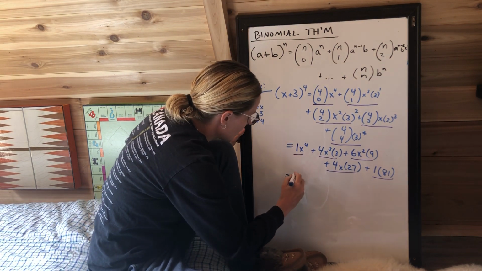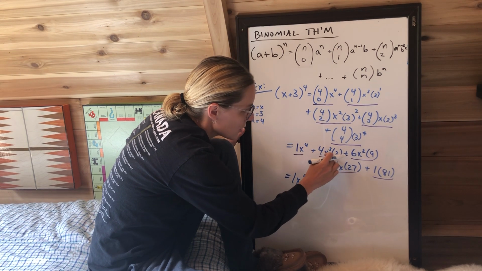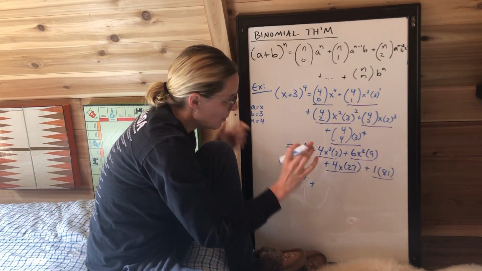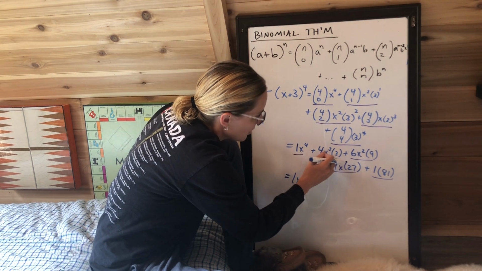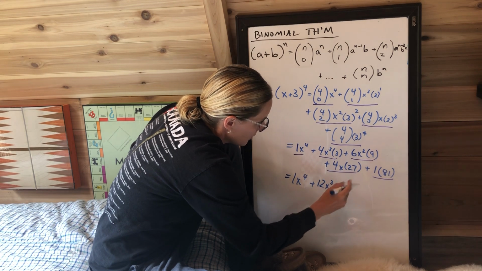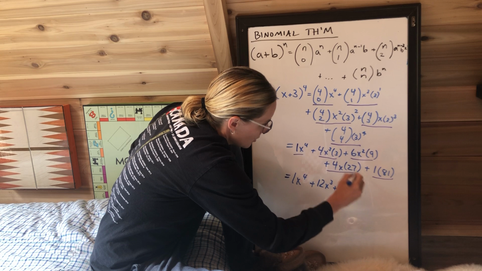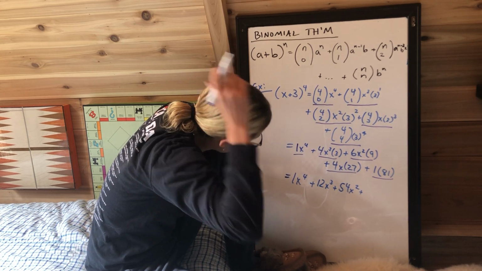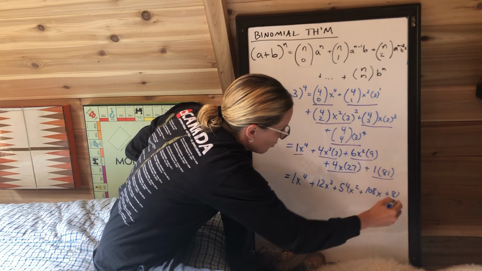Can I do anything with 1x to the 4? No. But this one, I have a 4 times x cubed times 3. You remember multiplication doesn't matter what order you multiply things in. Obviously, we need to multiply the numbers, so you can't do anything with the x cubed, so it just becomes 12x cubed. Multiply the numbers, 54x squared. Multiply the numbers, 27 times 4 is 108x. And then the last term is an 81.